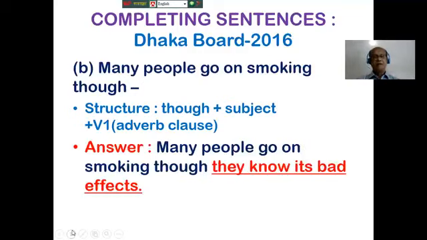Many people go on smoking, though they know its bad effects, though they are aware of its harmful effects. They know its harmful effects, still they smoke. These two things are opposing ideas. We use though in complex structure, we use but in compound structure, we use in spite of or despite in simple structure.